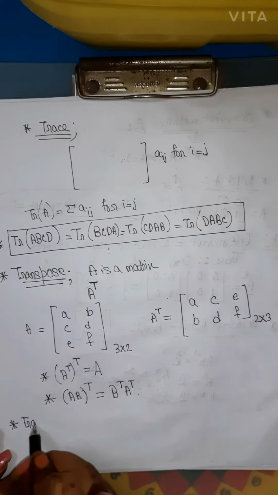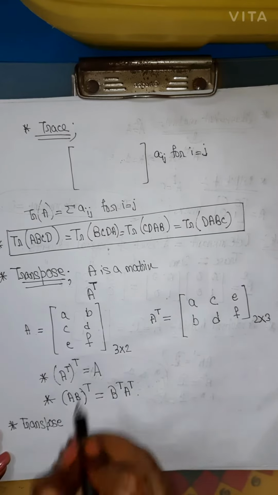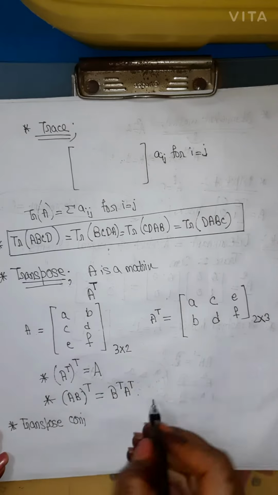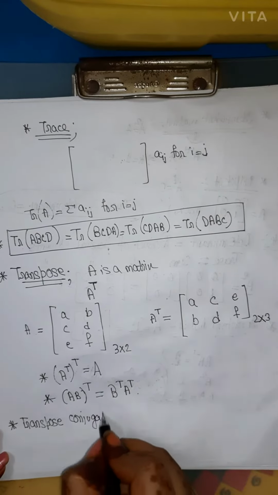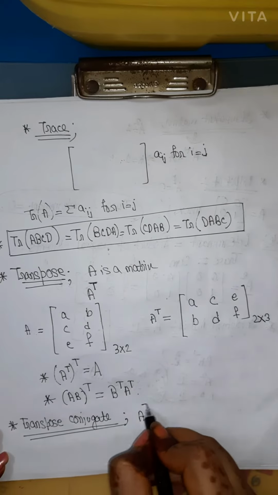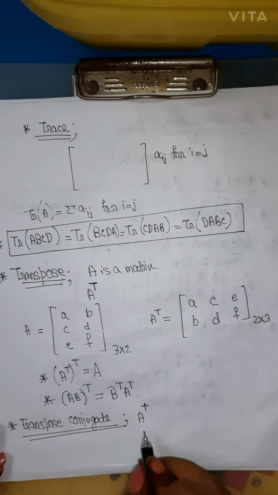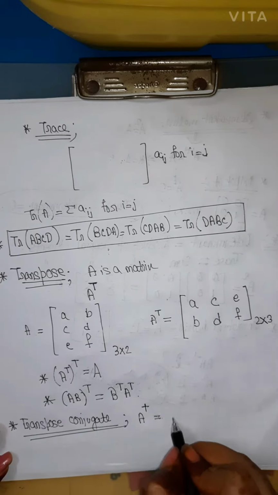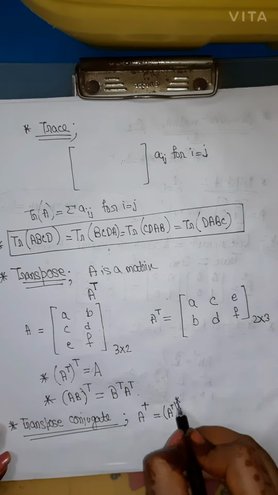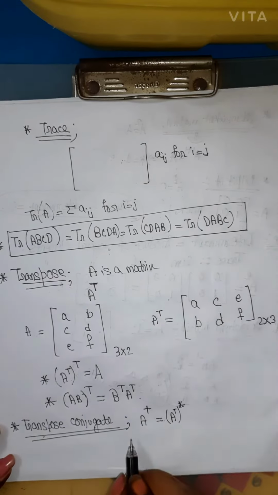Now we will discuss the transpose conjugate. You get to know that A transpose is the transpose of A. The transpose conjugate is denoted by A with a dagger, something like a plus sign. What does this mean? This is A transpose and its conjugate. So transpose, then conjugate: transpose conjugate.